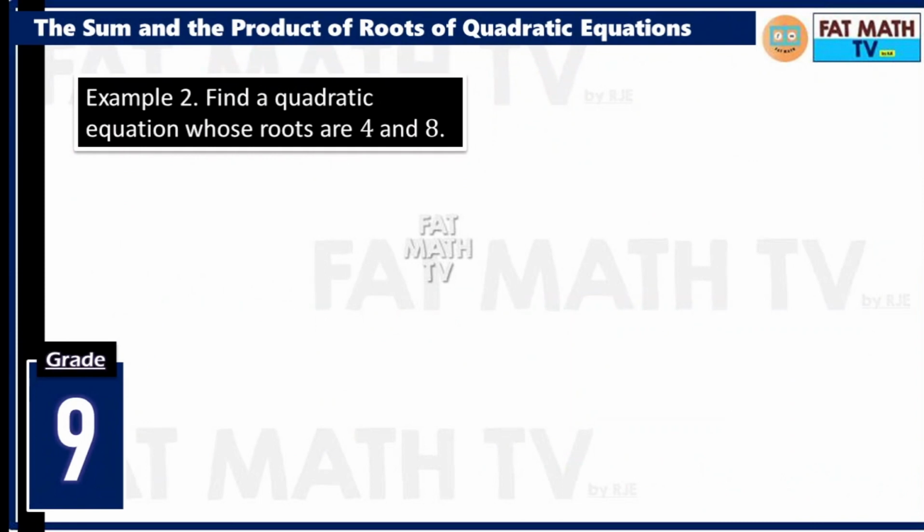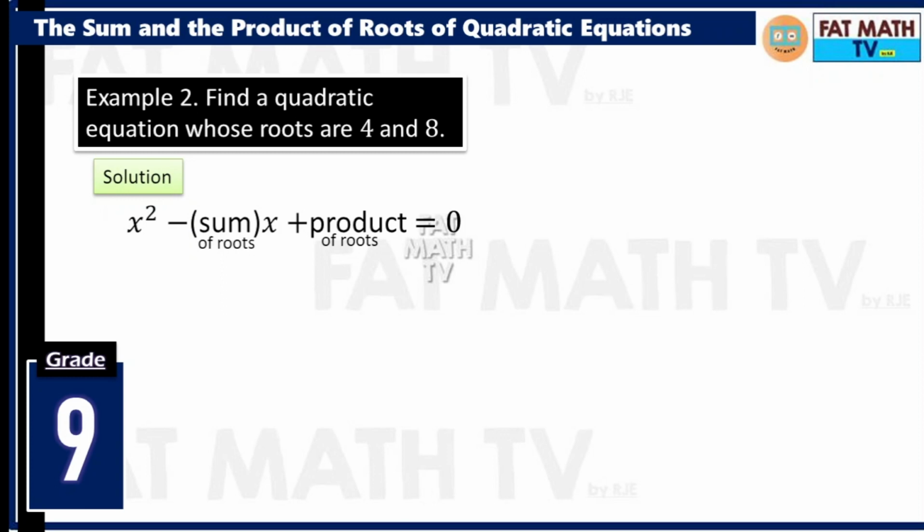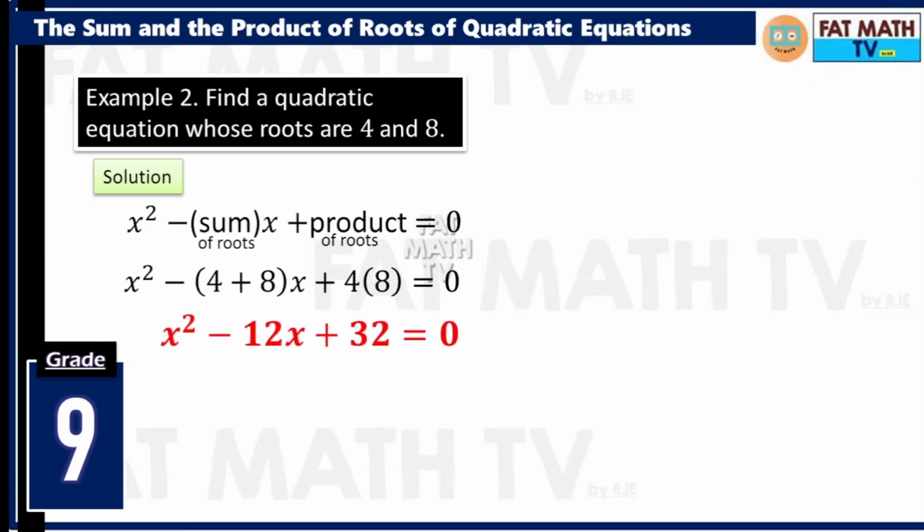Find a quadratic equation whose roots are 4 and 8. So recall that x squared minus sum times x plus product equals 0 is the equation. So what is the sum of 4 and 8? That is 12. And then the product is 32. So the equation is x squared minus 12x plus 32 equals 0.